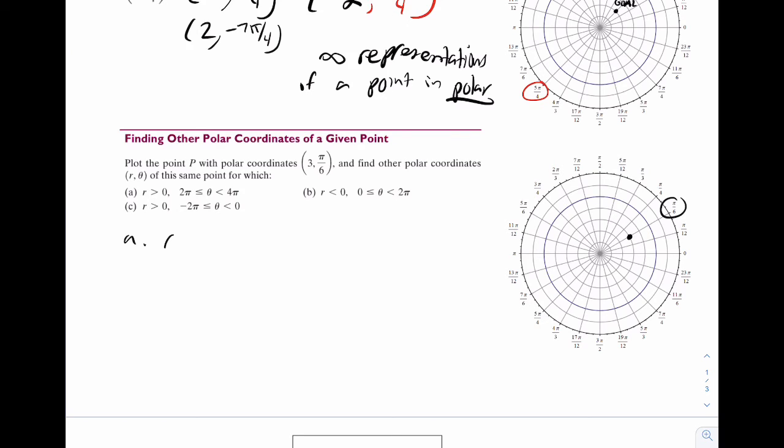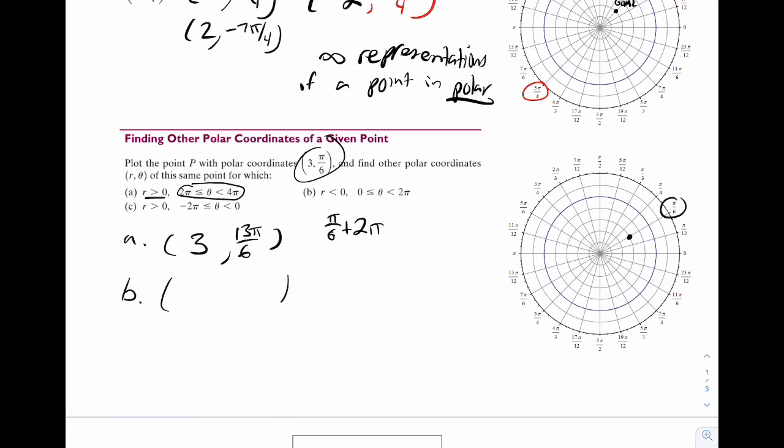So for A, it says r must be positive. So just keep r the same, 3. But look at this, θ is between 2π and 4π. So let's just take π/6 and just add 2π to it. Just add 1 rotation. That'd be 13π/6. So again, that's another representation of this point.